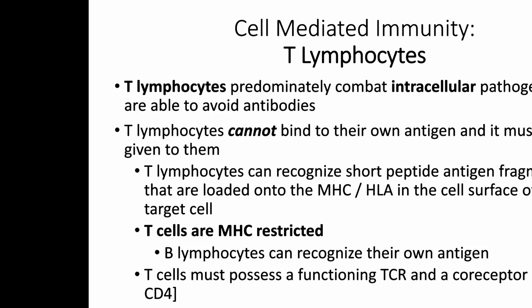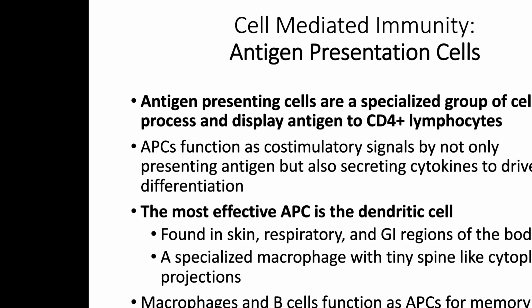And again, class 1 is associated with every nucleated cell and only interacts with CD8 T cells. And class 2 is found only on antigen presenting cells. And those antigen presenting cells will produce extracellular contents to show to CD4 T helper cells. So antigen presenting cells' job is to just show things to your lymphocytes. They also will help, not only presenting, but also secrete cytokines to tell the T cell to develop.